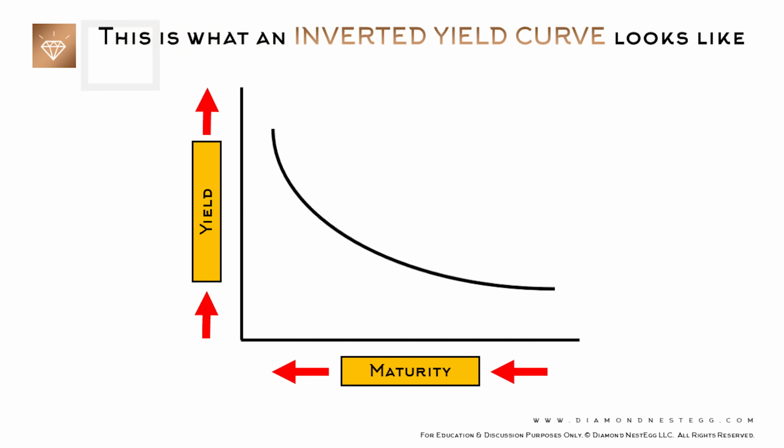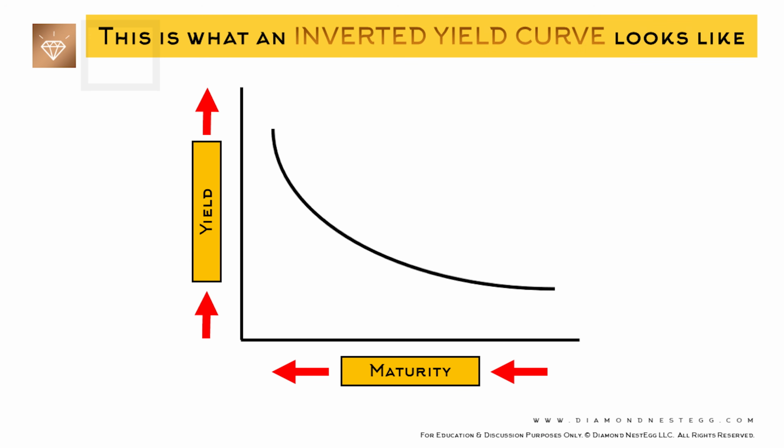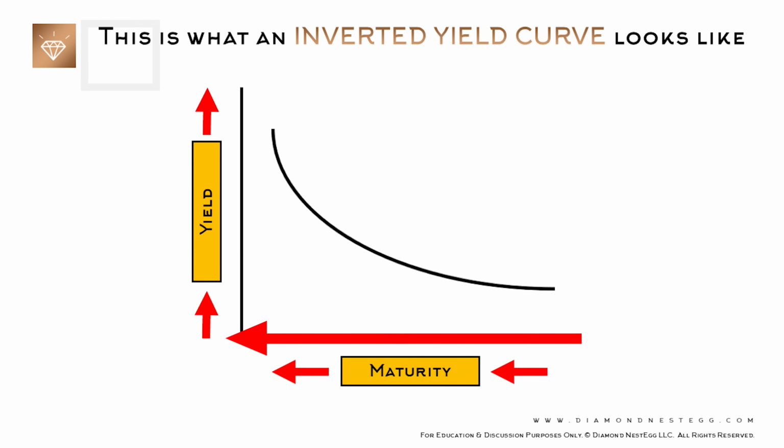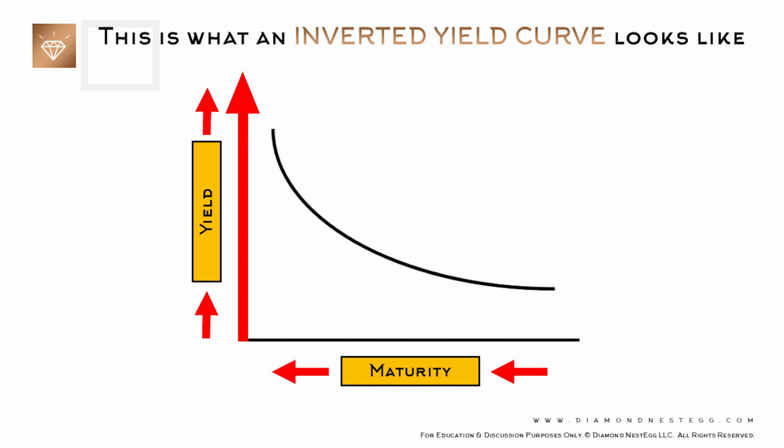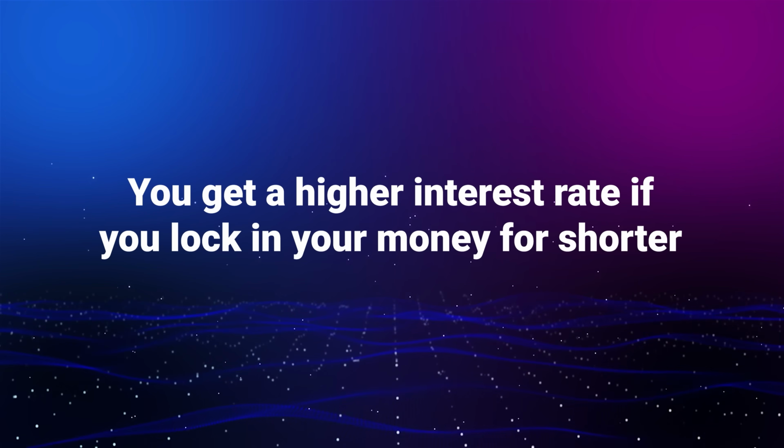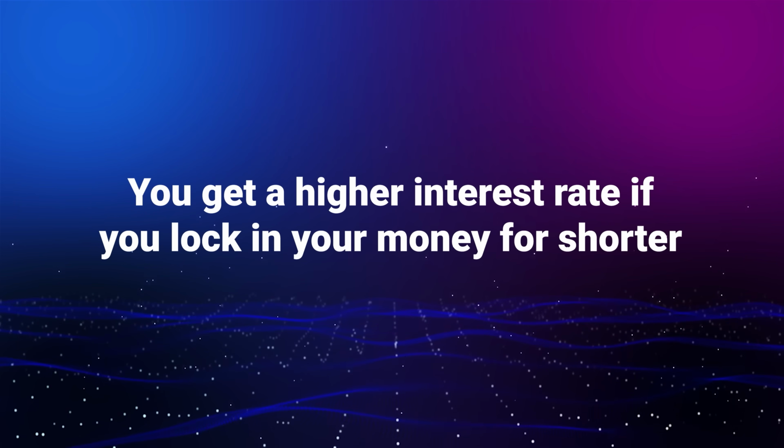The graph is different in an inverted yield curve environment. It's essentially the other way around. And this is what an inverted yield curve looks like. The shorter the time to maturity on a bond, the higher the yield. Meaning that somewhat counterintuitively, you get a higher interest rate if you lock in your money for shorter.